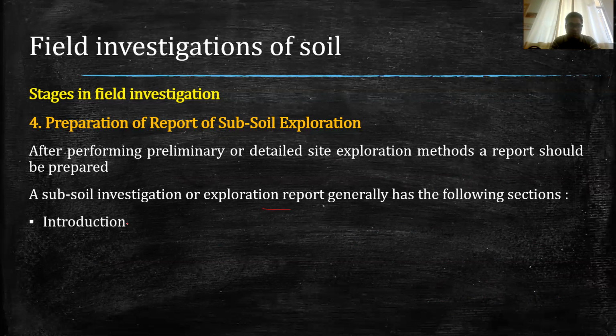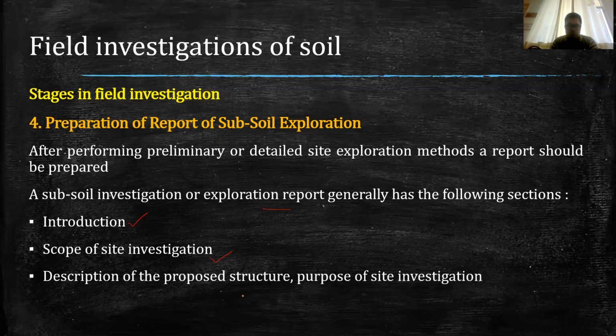First is introduction to the project. What is the project that we are going to construct on that particular ground where we are conducting the test? So first we introduce the project, and what is the scope of site investigation, whether we have done only preliminary site investigation or we have done detailed exploration. That is also mentioned here in the form of the scope. Then description of the proposed structures and the purpose of site investigation. What is the structure that we are going to construct there? What is the purpose of site investigation? That is also explained in detail here in the report.